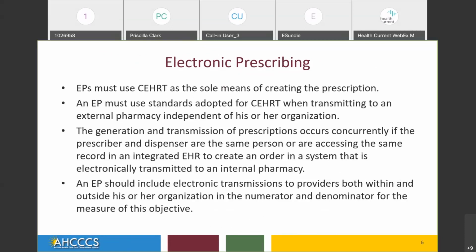EPs must use CEHRT as the sole means of creating the prescription. An EP must use standards adopted for CEHRT when transmitting to an external pharmacy independent of his or her organization. The generation and transmission of prescriptions occurs concurrently if the prescriber and dispenser are the same person or accessing the same record in an integrated EHR to create an order in a system that is electronically transmitted to an internal pharmacy. An EP should include electronic transmissions to providers both within and outside his or her organization in the numerator and denominator for the measure of this objective.